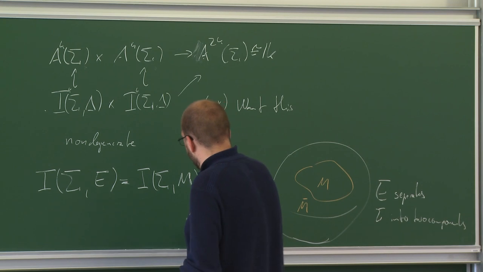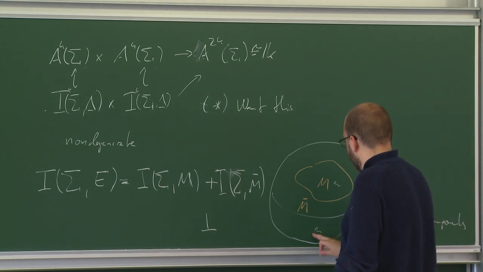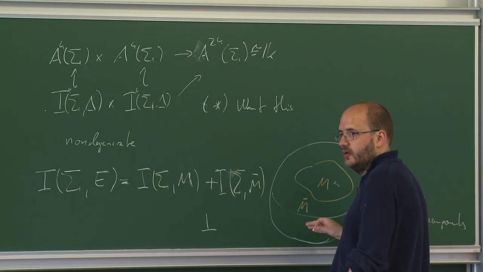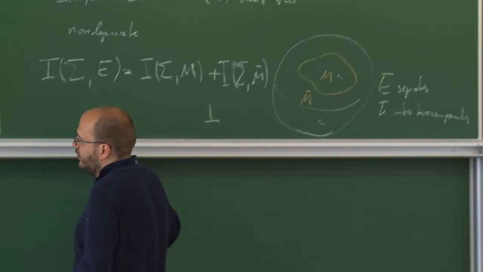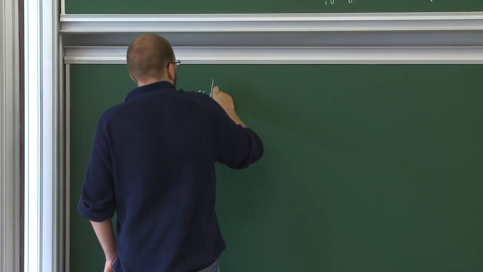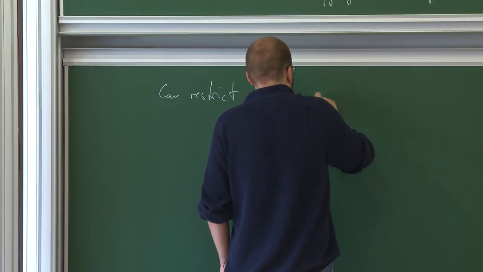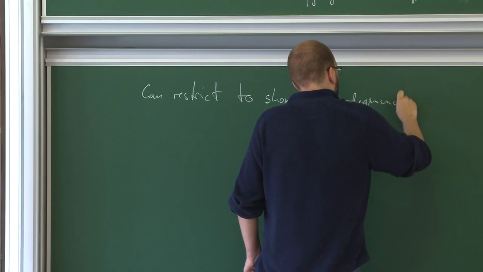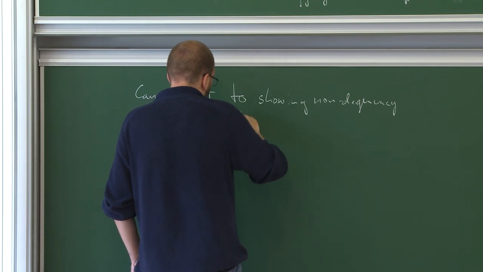And they are obviously orthogonal to each other, because if I have a monomial supported here and a monomial supported here, then they multiply to zero because they lie in different components, so they don't form a face with each other. All right? So they're obviously orthogonal to each other. So if I want to prove this, I really can restrict to showing non-degeneracy for I sigma M bar.